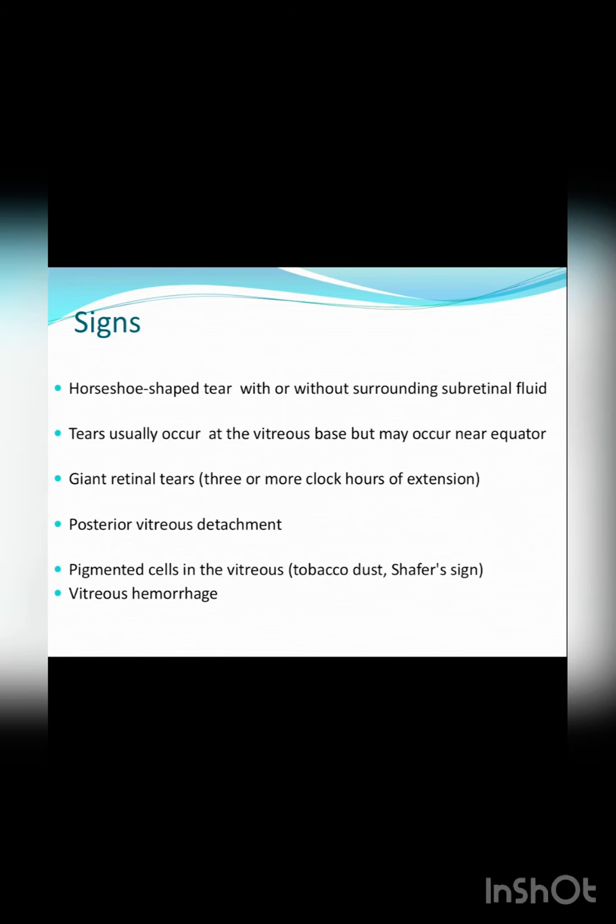Signs are very important factors as well. The horseshoe tear forms in the retina, and the tears are usually at the vitreous base near the equator of the eyeball. Giant retinal tears are found at 3 or more clock hours of extension, posterior vitreous detachment. Pigmented cells in the vitreous can be seen. Tobacco dust-like and Shafer's sign, and vitreous hemorrhage is the main sign of RD.